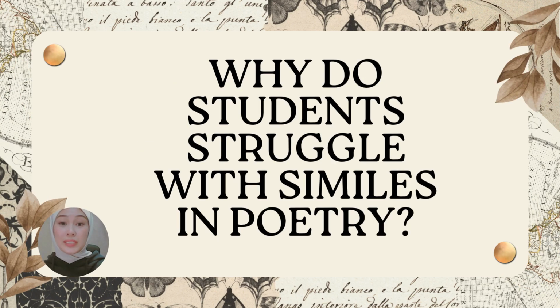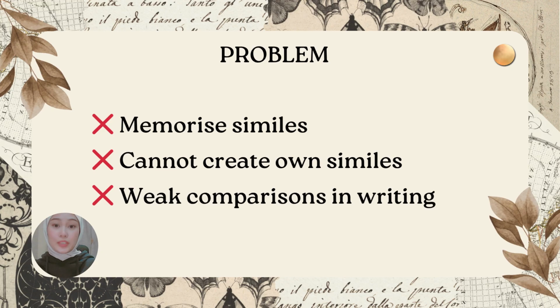So now, before we start the pitching and explain our solution, let's first look at the problem. So why do students struggle with similes in poetry? As you can see here, we have identified three main issues. For the first one, students tend to memorize similes instead of actually understanding how they are formed. For example, they may remember phrases like as busy as a bee or as cold as ice, but when they are asked to create their own similes, they often get stuck. So this shows that their learning is more memorization rather than understanding the meaning.